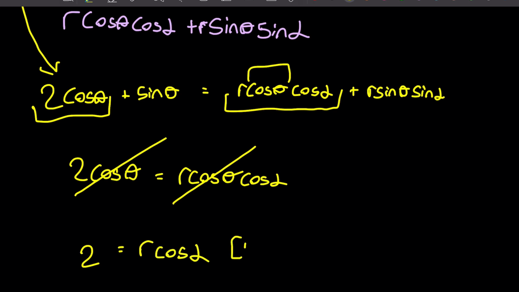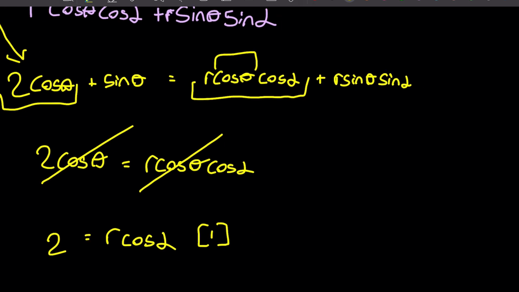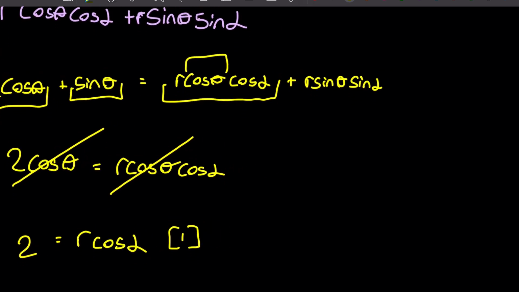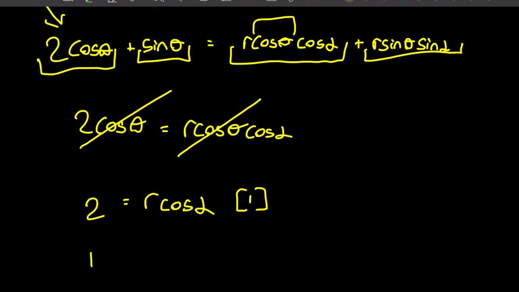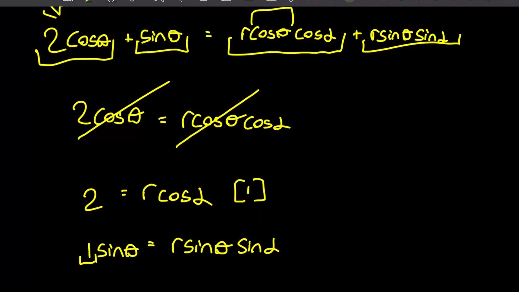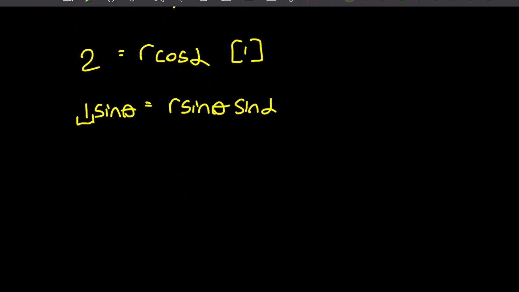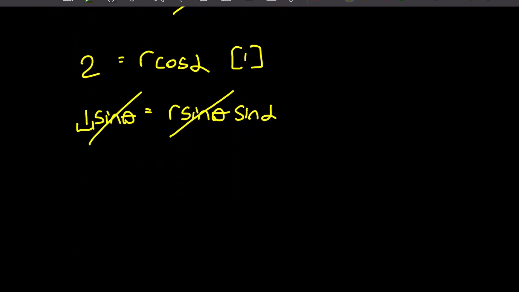Okay, now what about sine? We have plus sine theta. What has a coefficient of sine theta? If you look at the next term, sine alpha has sine theta before it. So we can equate it: 1 sine theta is equal to r sine theta sine alpha. I put 1 here because when there's nothing there, we can assume that the coefficient is 1. We can cancel out the sine theta, so we have 1 is equal to r sine alpha. And this is the second equation.